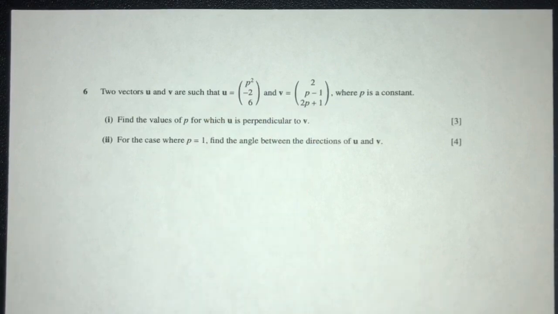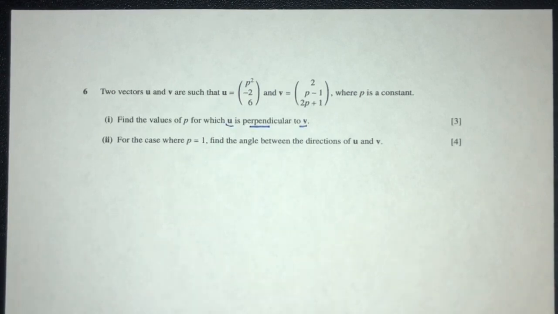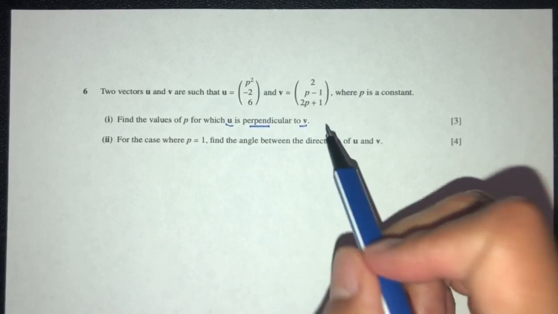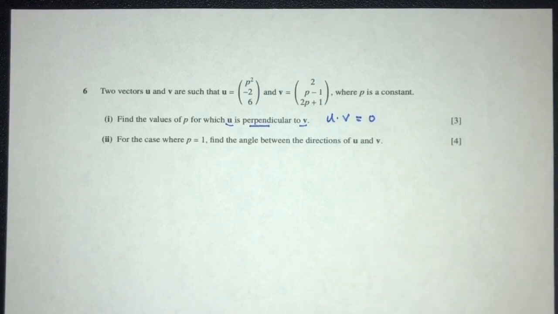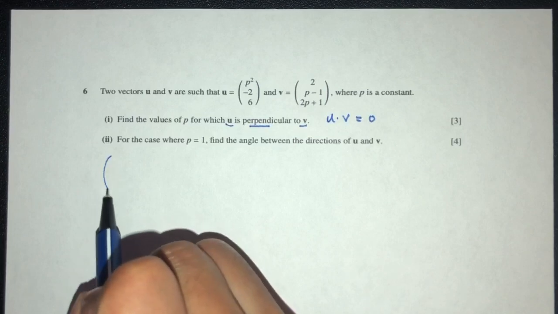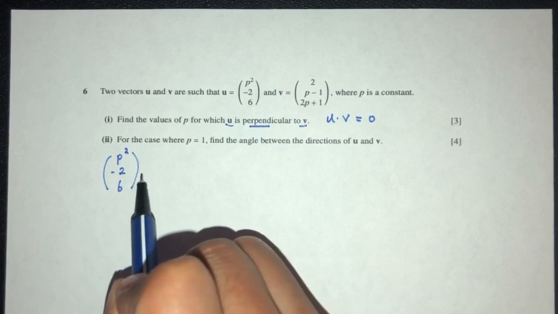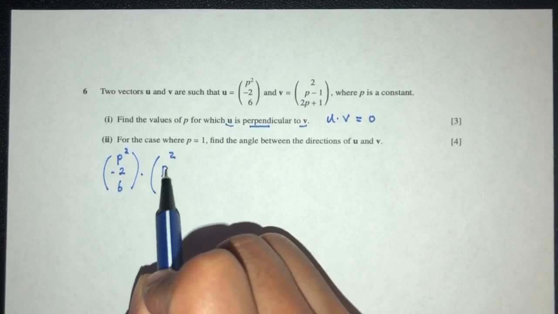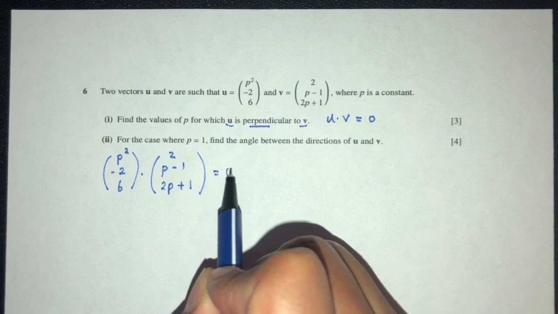Now, part 1, we have to find the values of p for which u is perpendicular to v. So when a vector is perpendicular to the other one, we have to understand their dot product has to give you 0. So that's the main thing behind this question, part 1. So if you perform the dot product, we have (p squared minus 2, 6) dot (2p minus 1, 2p plus 1) has to be 0.